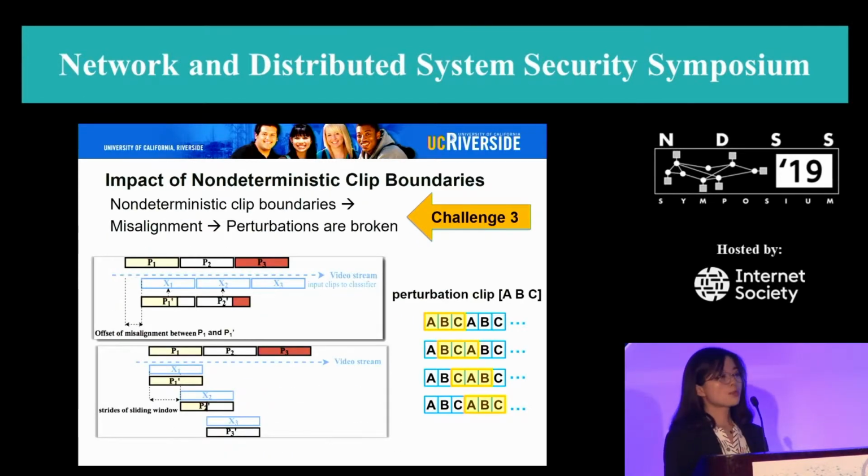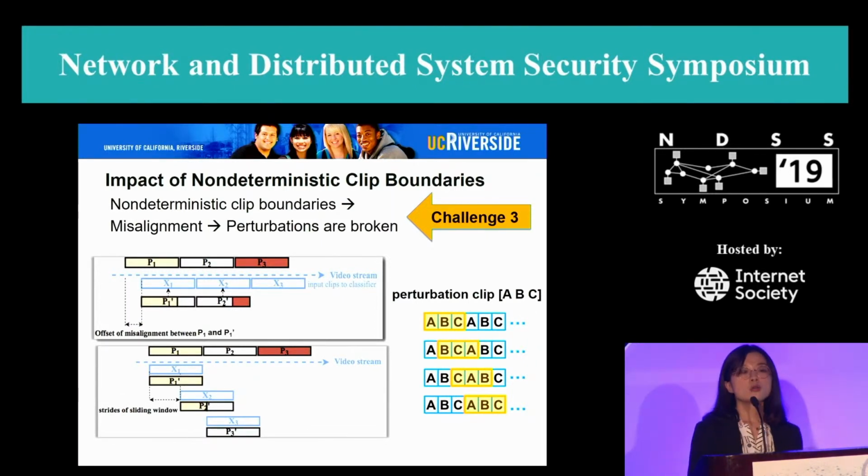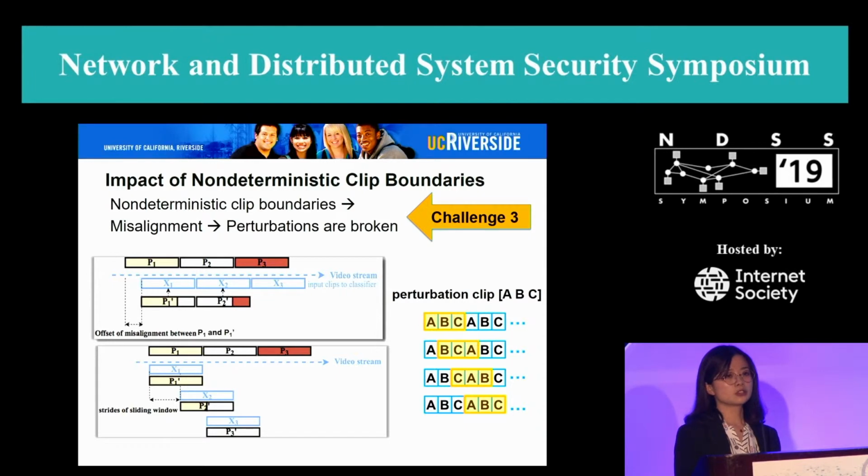We are still one more step from adding the perturbation onto the video stream. The story is that although we assume a white box attack, we know the length of the video clip, the clip boundaries are still non-deterministic. It is decided online by the sliding window. Blindly adding the perturbation clip onto the video stream, there could be misalignment between the perturbation added by the attacker and the actually applied perturbations on the input clip.